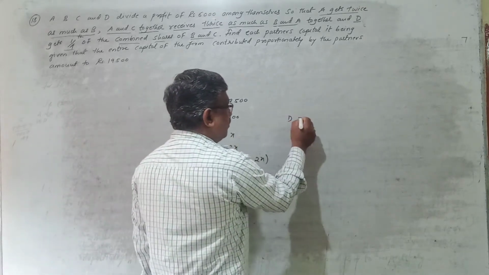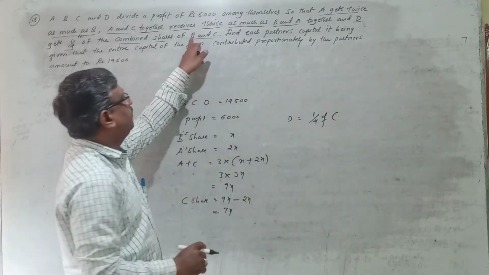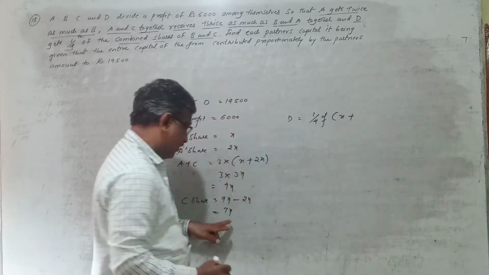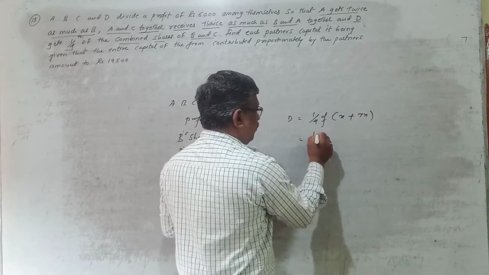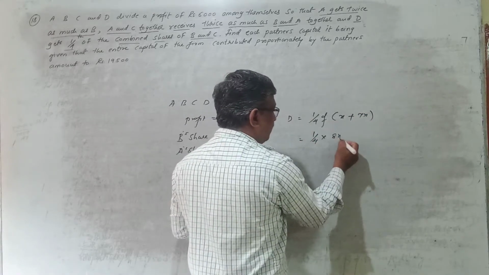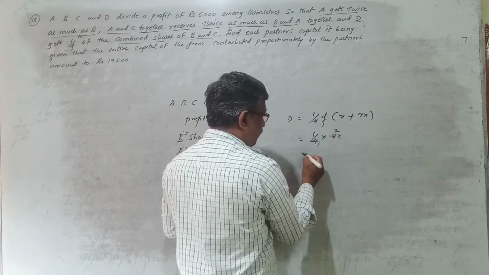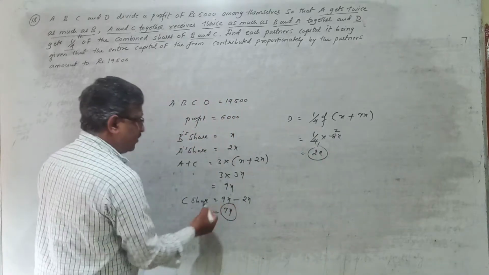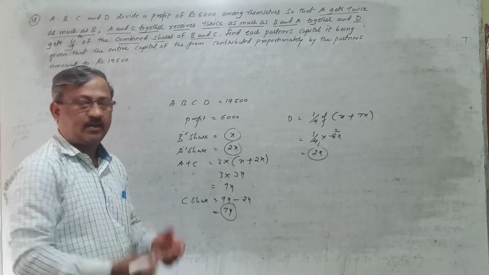So D gets 1/4 of the combined share of B and C. B's share is X plus C's share is 7x. So it is 1/4 into X plus 7x, so we get 8x. 8 is divisible by 4, 4 ones are 4, 4 twos are 8, means it comes to 2x. Like this you will get the share of A, B, C and D.